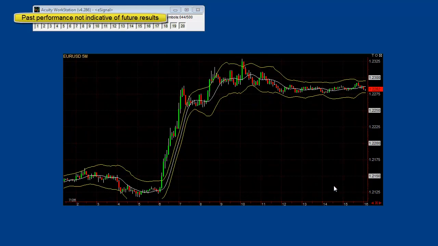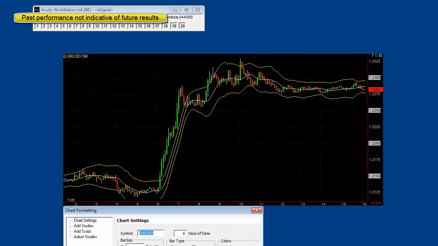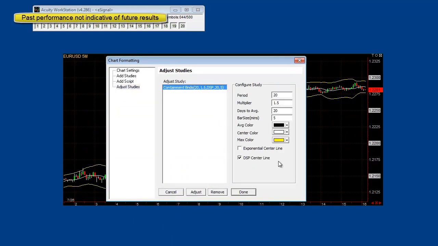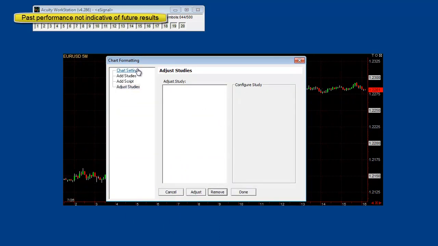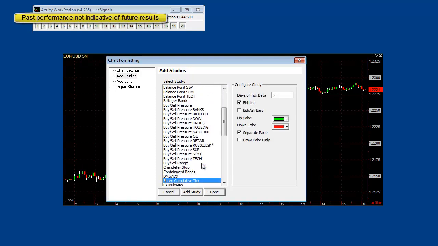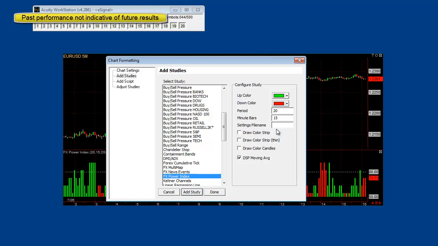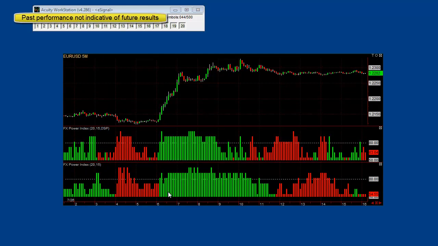Now another tool that we have, also enhanced, I'm going to remove the containment bands, with the new digital signal processing center line, is our FX power index. This measures the percentage of currencies going up or down, and we have the new option there of DSP moving average, which again is much faster at identifying new trends. I'll showcase it here. This will allow you to get into new trends earlier.